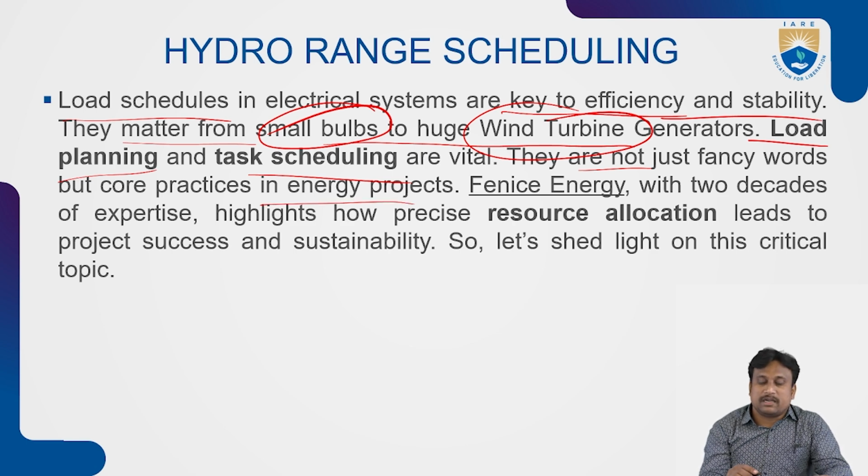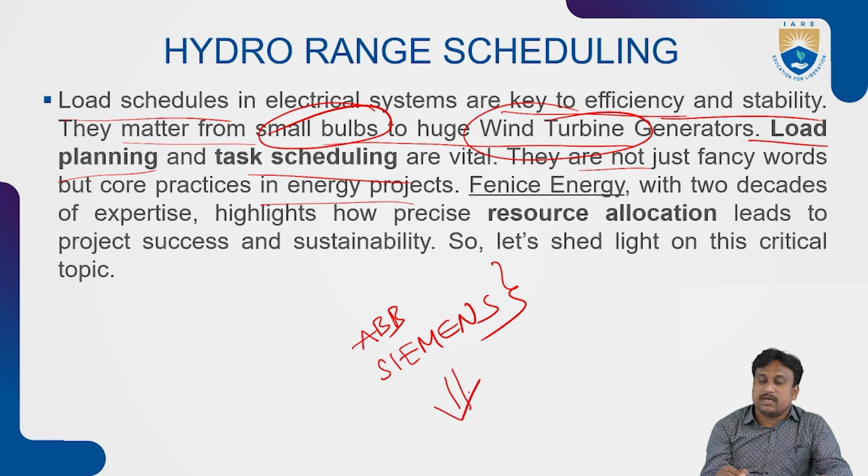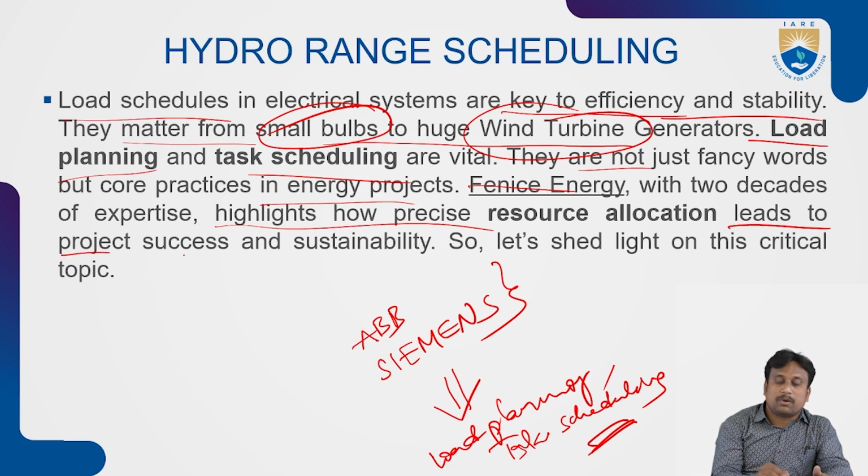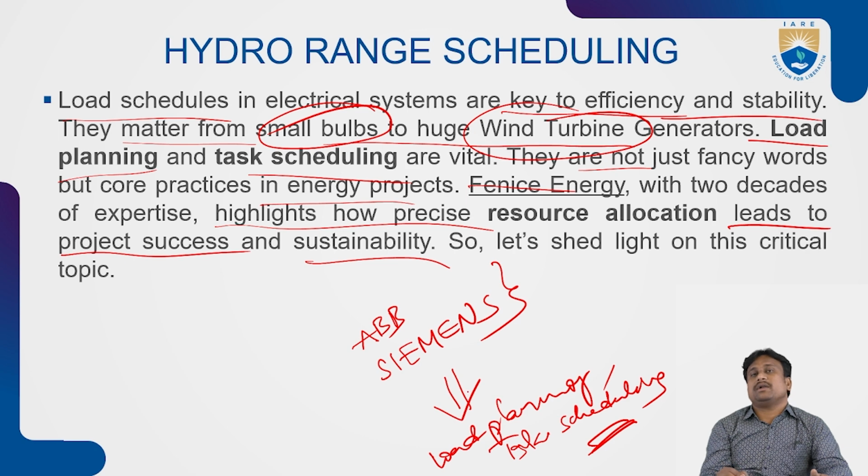Major energy projects like ABB, Siemens consider this load planning according to the grid connectivity, and task maintenance like the task scheduling process. So fancy energy, with 2 decades of expertise, highlights precise resource allocation. That means this leads to project success and the sustainability of the system. So let's shed light on this critical topic, that is hydro scheduling.